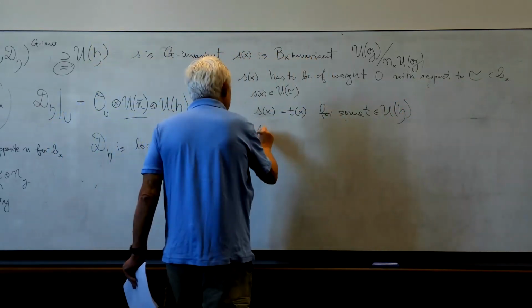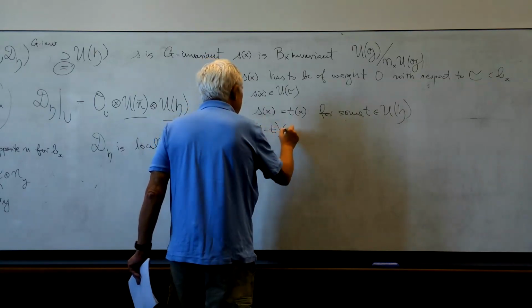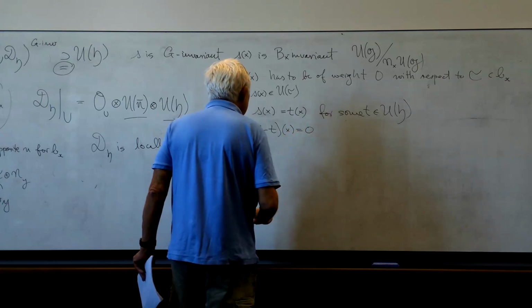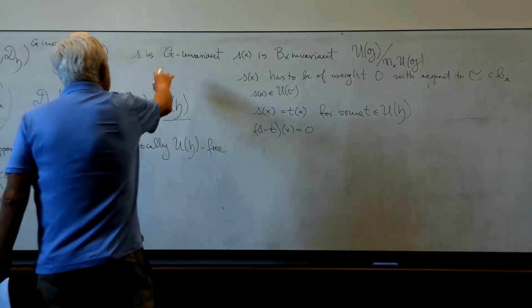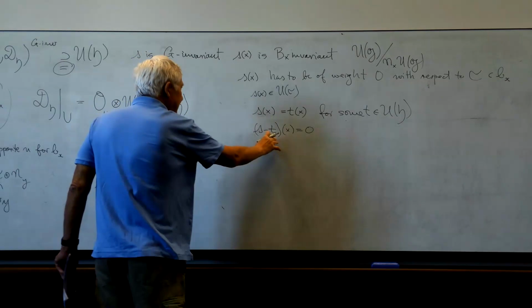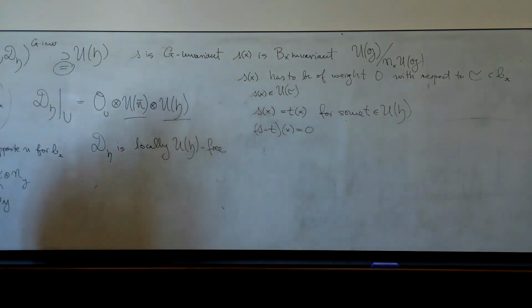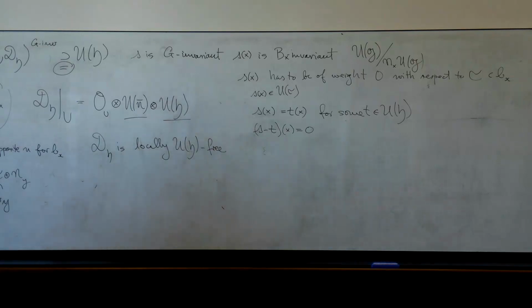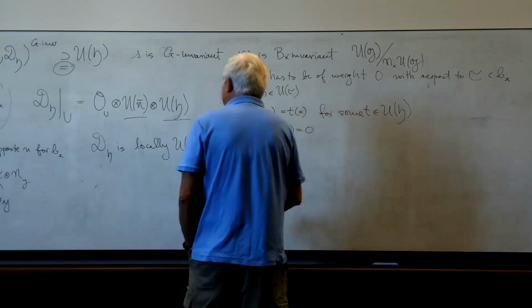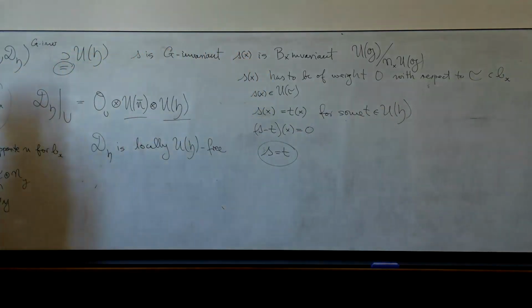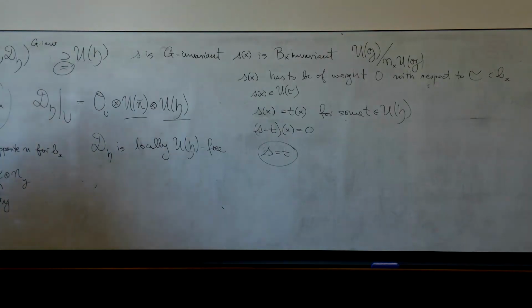Or if you want, S minus T at X is equal to 0. But now S is, by our assumption, G-invariant, and T is G-invariant, but what we proved before, so both of them are G-invariant, and there's 0 at one point, so there's 0 everywhere. So the conclusion is that S is equal to T. And this tells us that actually we have an important result. So we know what the G-invariants are in the global sections of the U of H.